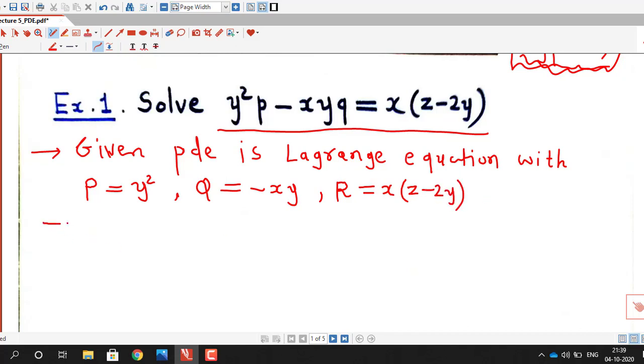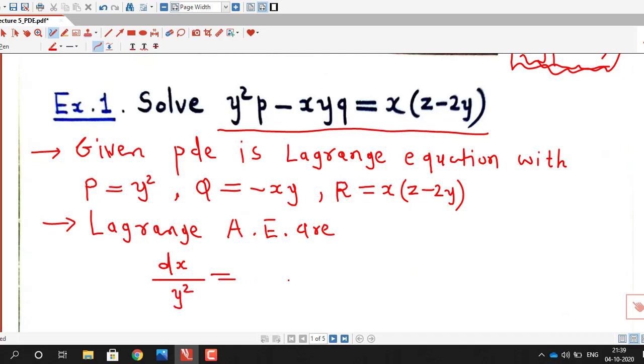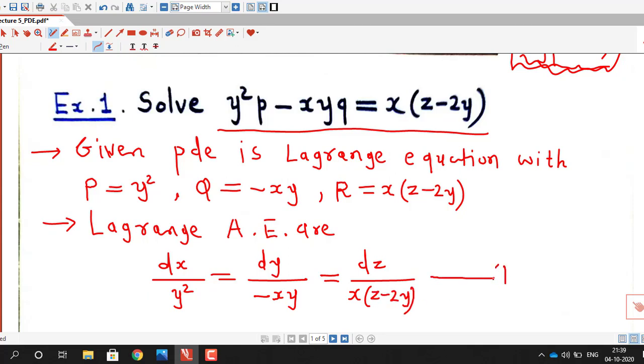Second step is we have to write the Lagrange auxiliary equations. So Lagrange auxiliary equations we can shortly write as A.E.: dx divided by capital P, which is y square, equal to dy divided by capital Q, that is minus xy, equal to dz divided by capital R, which is x into z minus 2y. So we give this number 1.